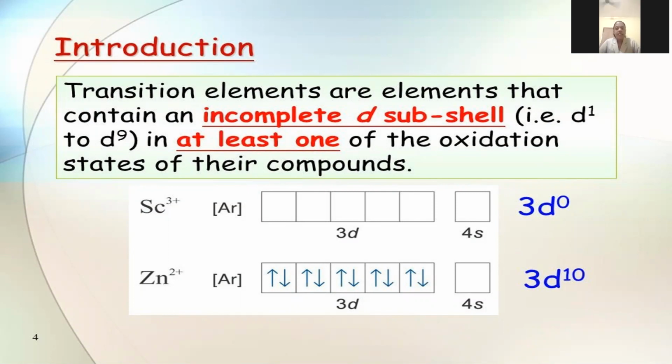Transition elements are elements that contain an incomplete d subshell, that is from d1 to d9, in at least one of the oxidation states of their compounds. That might be in the ground state or in the excited states. So here we can see scandium and zinc. In the case of scandium, there is 3d0, there are no electrons in the 3d subshell. And in the case of zinc, it is completely filled, that is, 3d10.